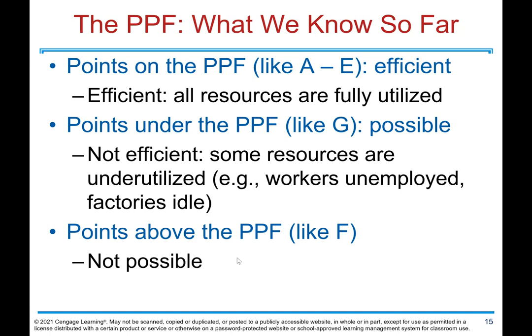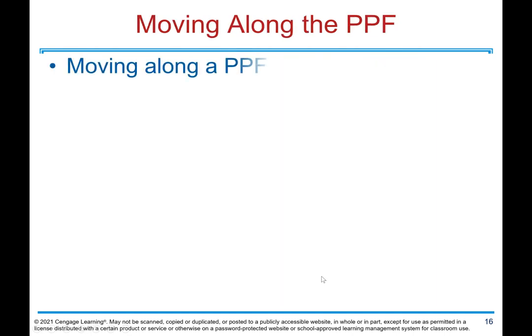What we know so far. Points on the production possibilities frontier, like A through E, are efficient. Efficient means all resources are fully utilized. Points under the PPF, like G, are possible, but not efficient. Some resources are underutilized, e.g., workers are unemployed or factories are idle. Points above the PPF, like point F, are not possible.